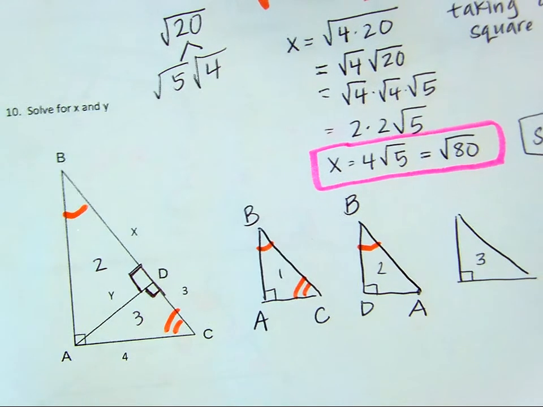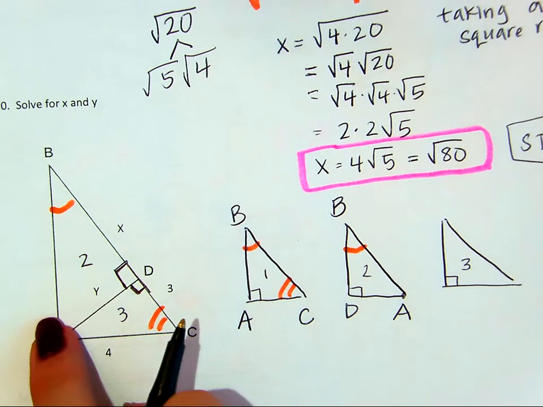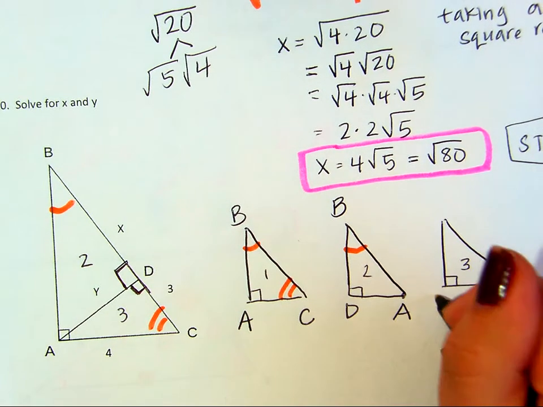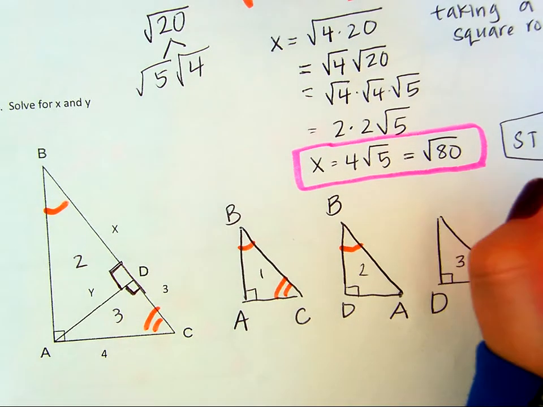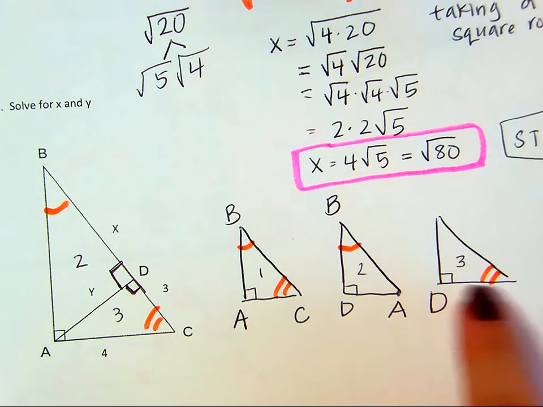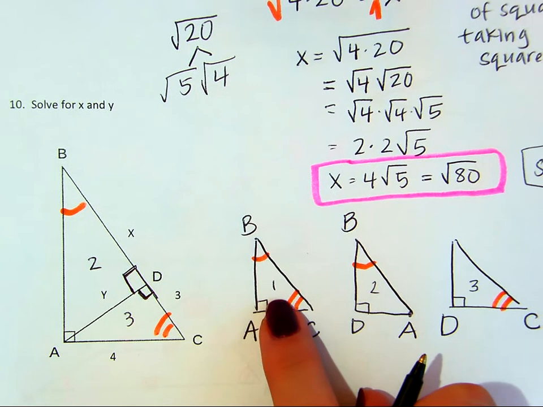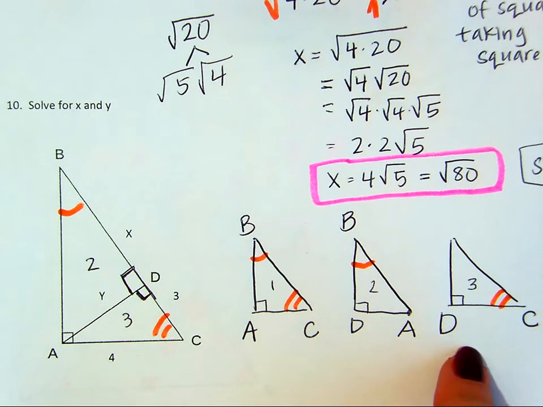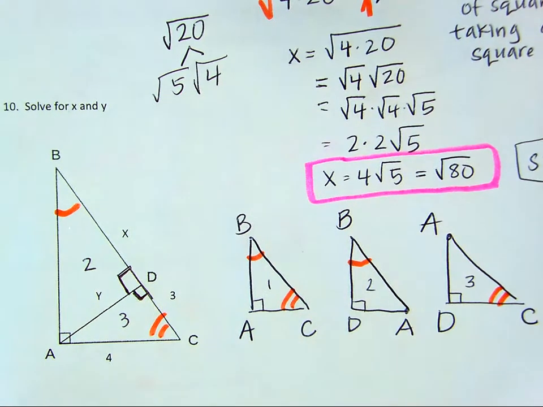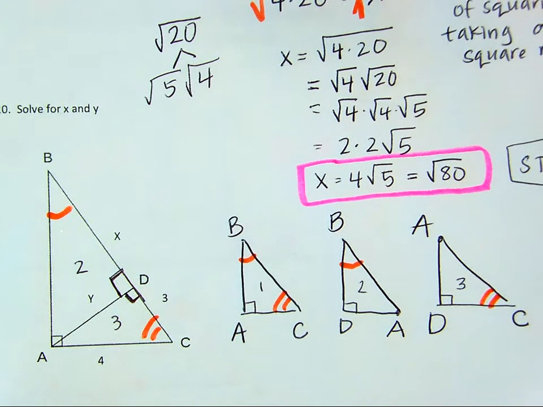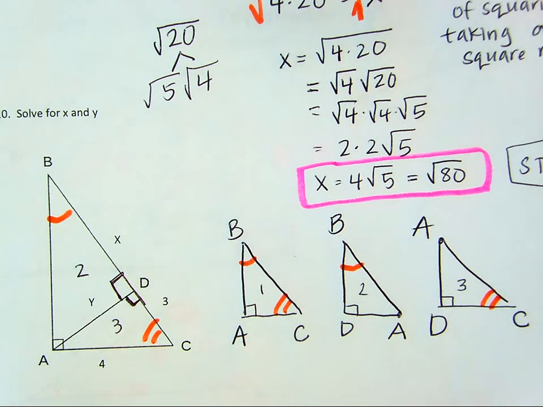Triangle 3 has a 90-degree angle at D again. Triangle 3 has angle C. Make sure angle C is copied as it is on triangle 1 so that you're consistent. And this other point has to be A. Now that we have this set up, we can plug in the values that we have.